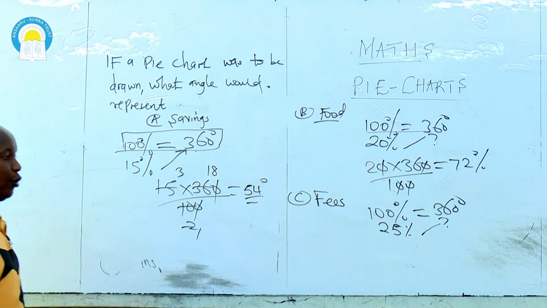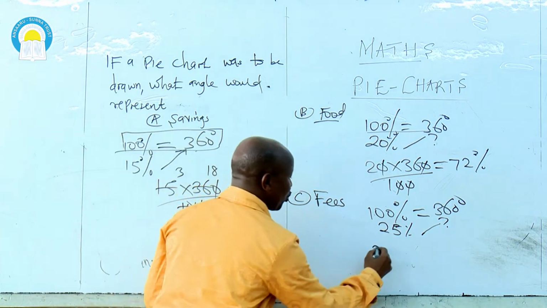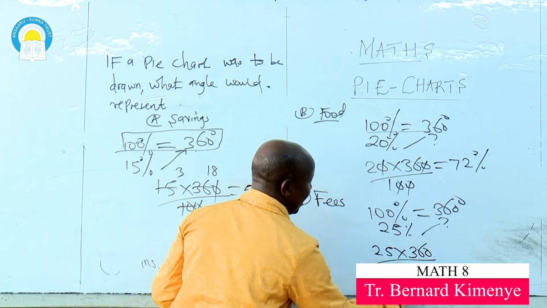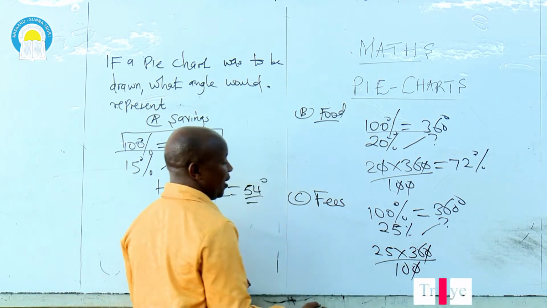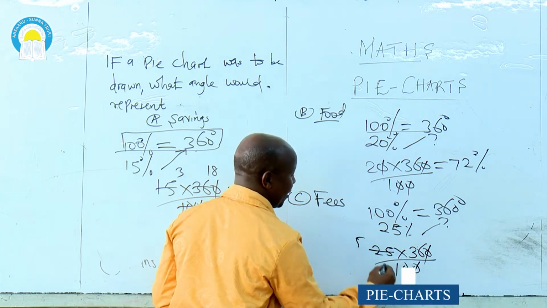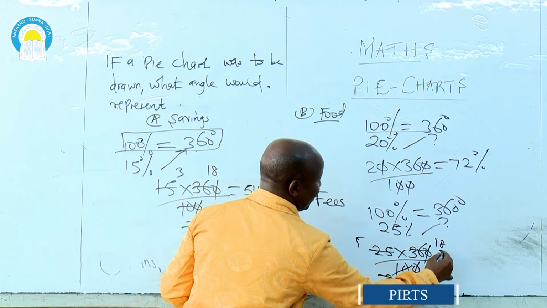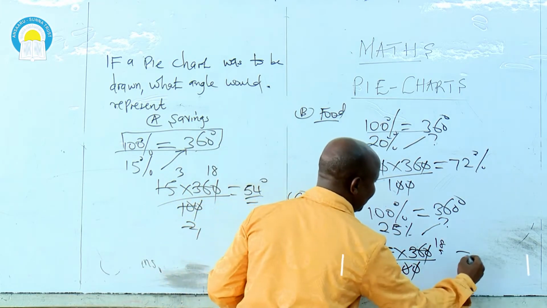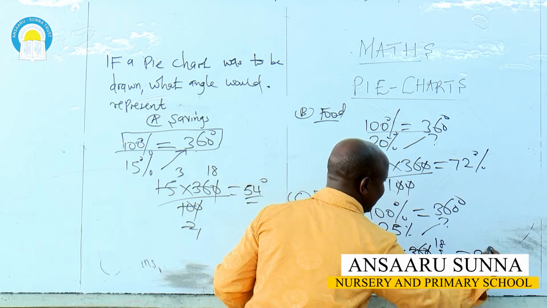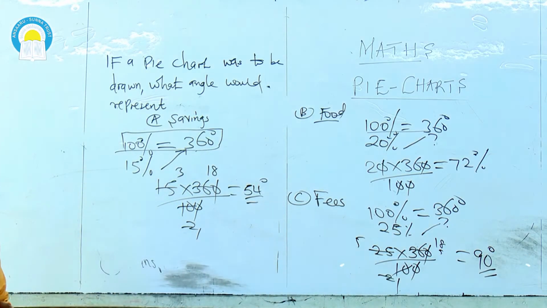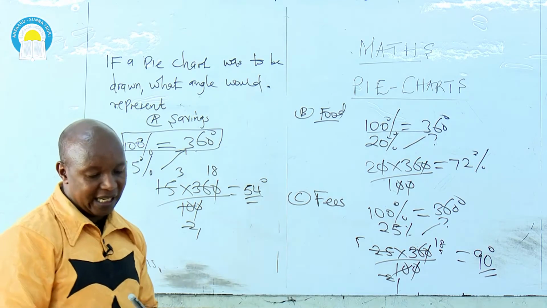So again, you cross multiply. You say 25 multiplied by 360 over 100. 0 will go with 0. Then by 5 is 5, by 5 is 2, by 2, 1, by 2 is 18. 18 times 5 is 90 degrees. So the angle represented by school fees will be 90 degrees.